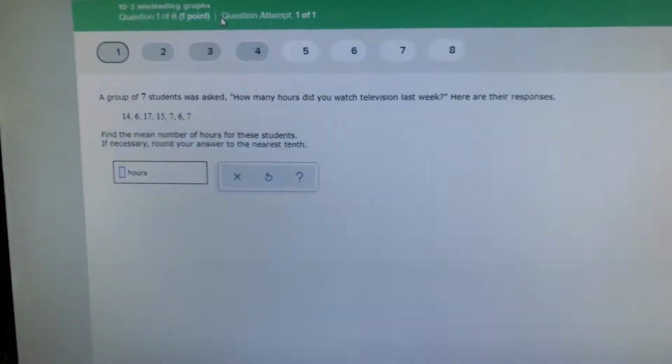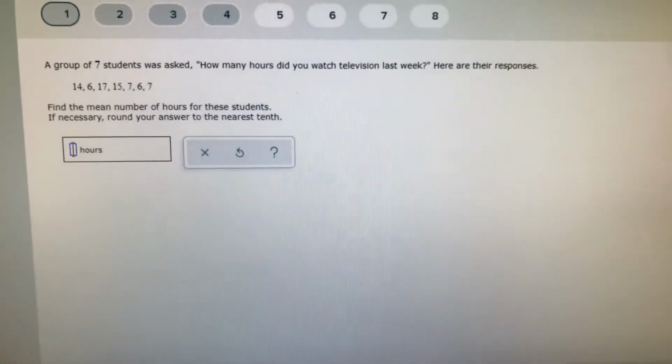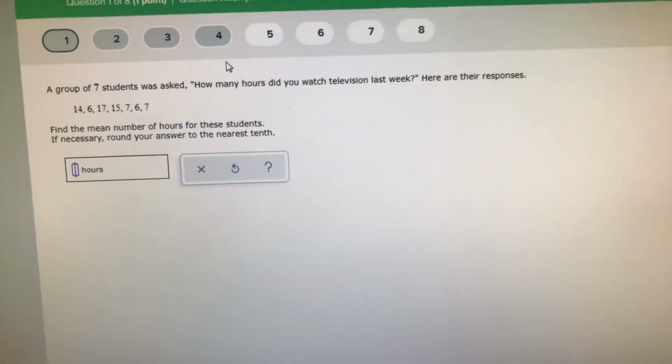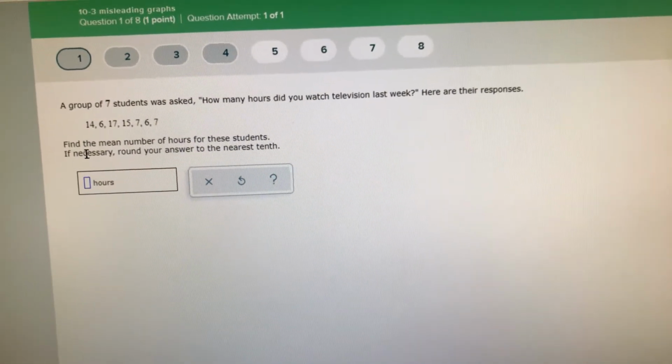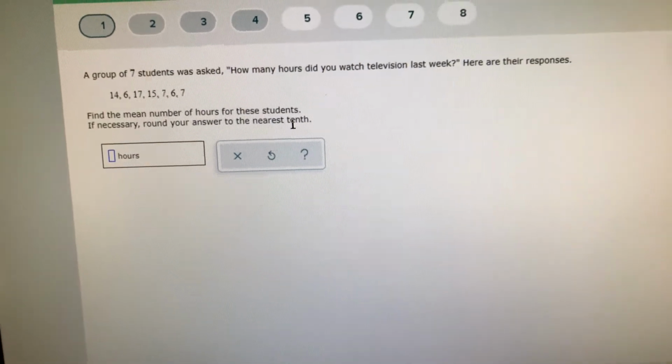So we start up with a group of 7 students. This is question number 1. There are 8 question types, so number 1 and number 5 are the same. A group of 7 students was asked, how many hours did you watch TV last week? Here are their responses. Find the mean. If necessary, round to the nearest 10th.